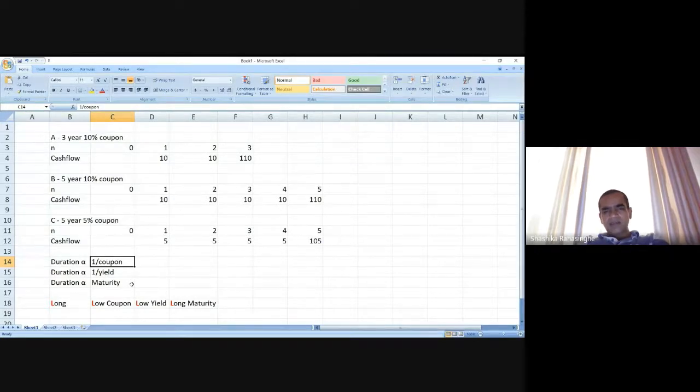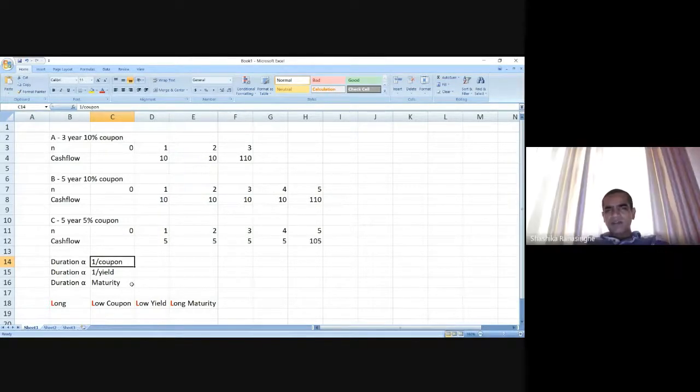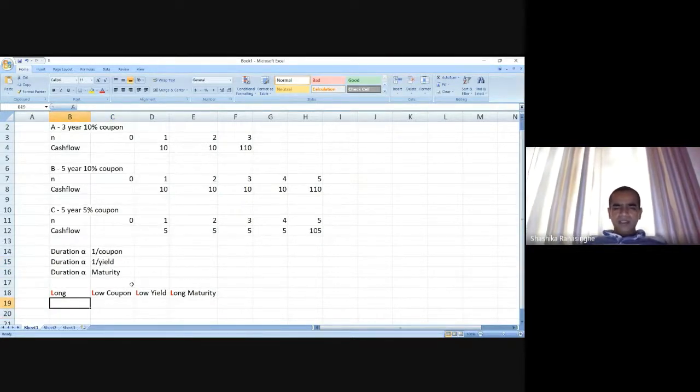There is no relationship between coupon and maturity, right? Don't try and link two different variables. I have never mentioned anything like that. So don't define your own relationships. Go by the fundamentals. This is all you need to remember: L, L, L, L. That's all.